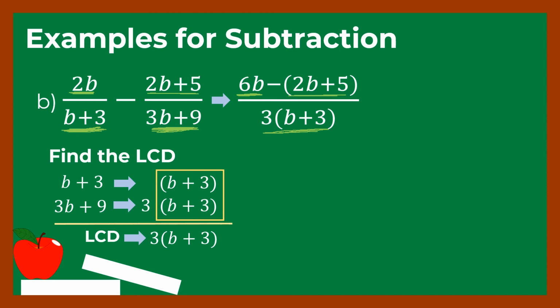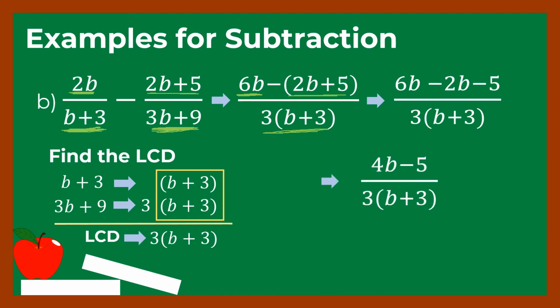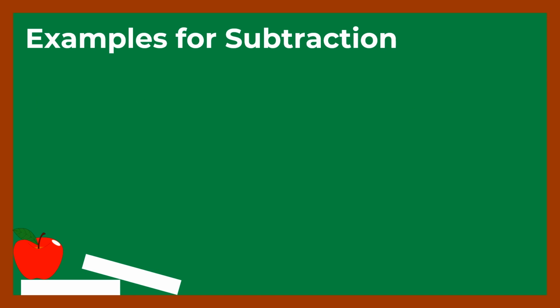So kailangan pa natin i-distribute yung negative sign kay 2b plus 5. So magiging 6b minus 2b minus 5 all over 3 times the quantity of b plus 3. And then we will combine like terms. So you have 6b minus 2b magiging 4b minus 5 all over 3 times the quantity of b plus 3. Since we cannot simplify it further, this will be our final answer.